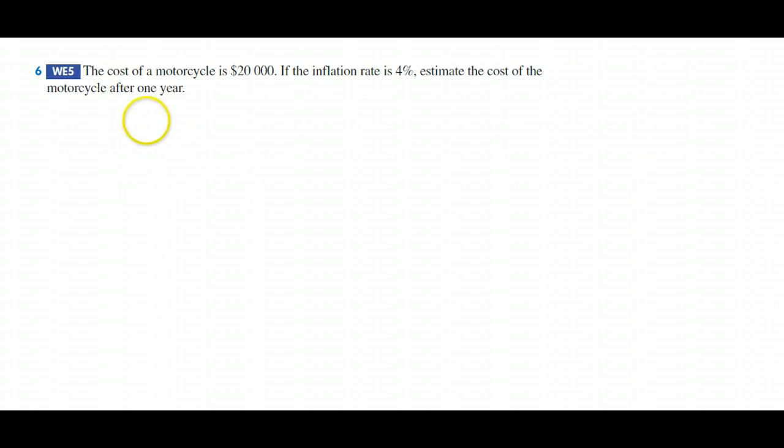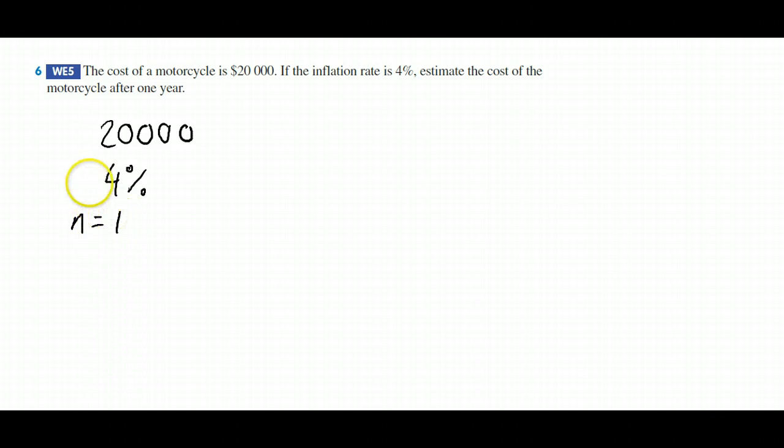Okay, so now we venture into another kind of situation. Although the mathematics is exactly the same, we're now talking about inflation, the inflation of prices of things. So in this question, we've got a motorcycle that's worth $20,000. We've got an inflation rate that is 4%, and we want to know the cost of the motorcycle after 1 year. So we've got a time period of 1 year, which means the compounding period is going to be 1.